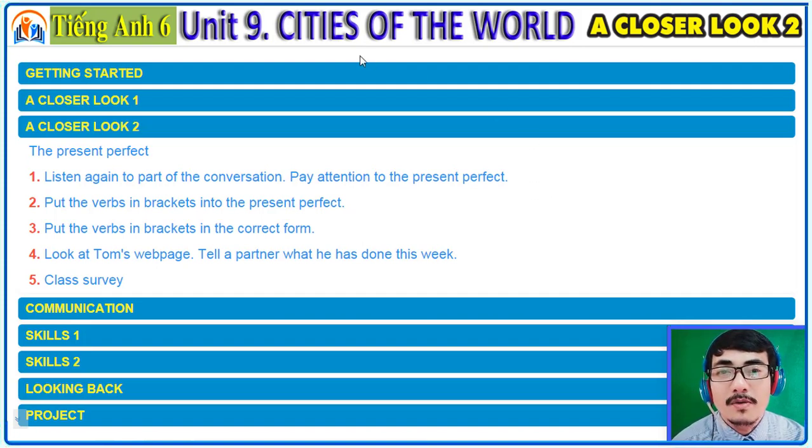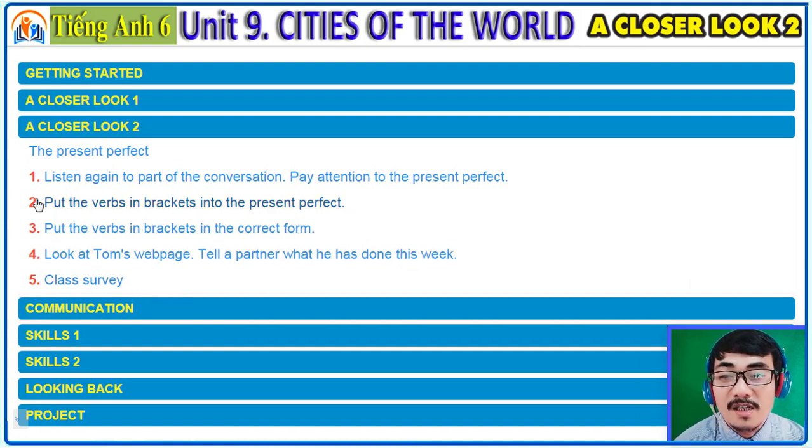Today I'm going to be with you in Unit 9, Cities of the World, Section A Closer Look 2. First, let's take a look at what we'll have today: the present perfect. 1. Listen again to the part of the conversation and pay attention to the present perfect. 3. Put the verbs in practice in the correct form. 4. Look at Tom's web page. Tell a partner what he has done this week. And number 5, class survey.